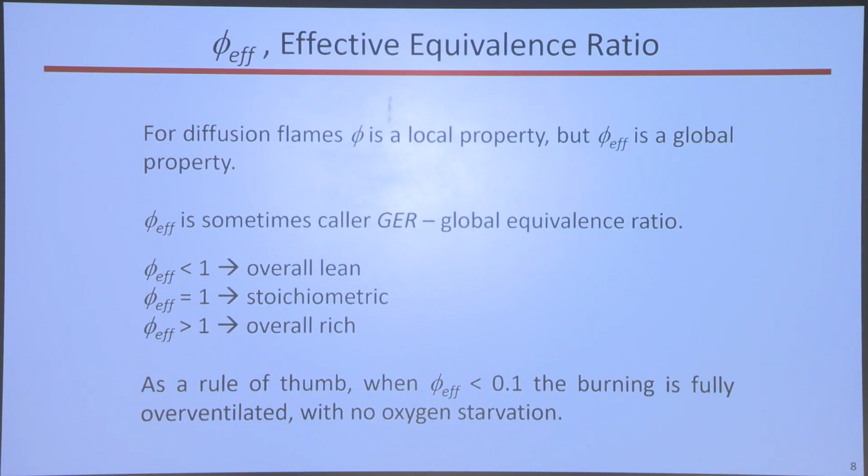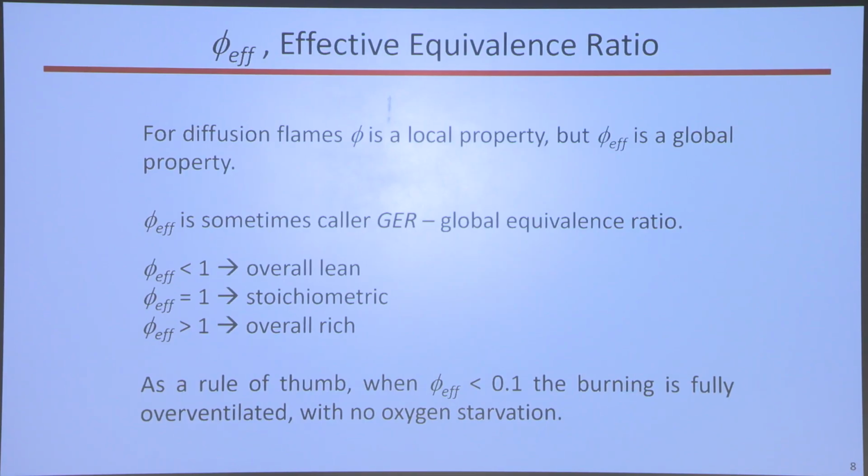So remember that equivalence ratio, phi, is a local property. In a diffusion flame, phi is 1 at the flame. It's above 1 on the rich side, and it's below 1 on the lean side. So phi in the cup burner varies everywhere inside that system. But phi effective is the overall mixed average equivalence ratio, called the effective equivalence ratio. So if you consider the flow rate of air and the flow rate of fuel, and you mix it all up and you calculate the equivalence ratio, that's the effective equivalence ratio.